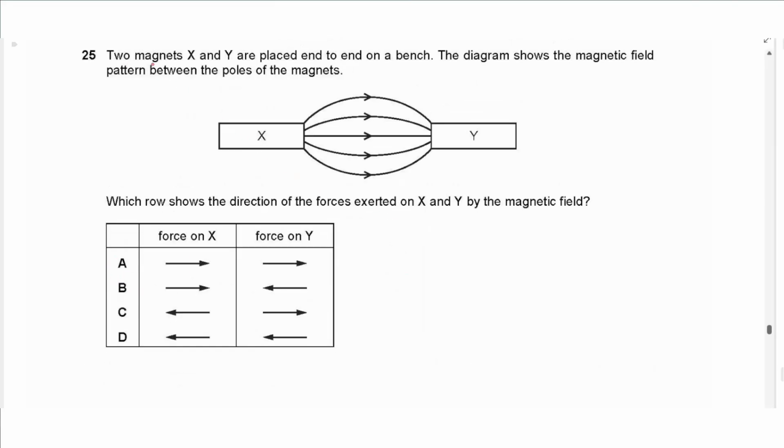Question 25 says, two magnets X and Y are placed end to end on a bench. The diagram shows a magnetic field pattern between the poles of the magnets. So if the field is going out of a pole, that's an N pole, and towards another pole, that's an S pole. Which row shows the direction of the forces exerted on X and Y by the magnetic field? So opposite poles attract, so N would move to the right and S would move to the left. So on X, that's to the right. On Y, that's to the left. So the answer is B.